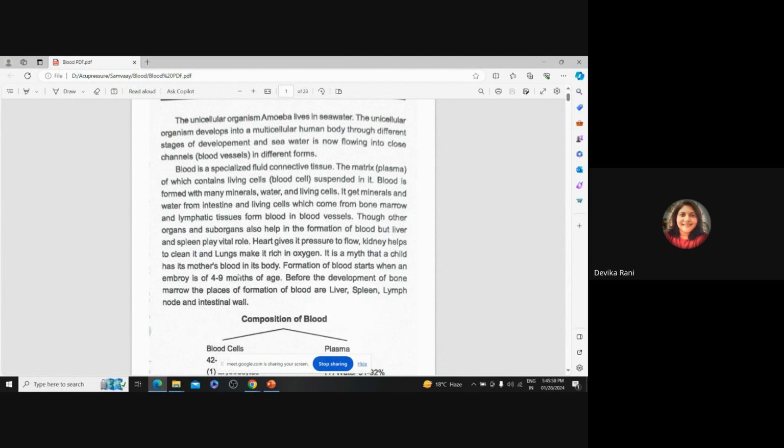And then you have the lungs, which help in making it oxygen rich, and the heart gives it the pressure to flow. So we see that blood is not only formed in the bone marrow. If ever a question comes on how blood is formed, there are various organs and sub-organs, like mentioned here, which help in the formation of blood.